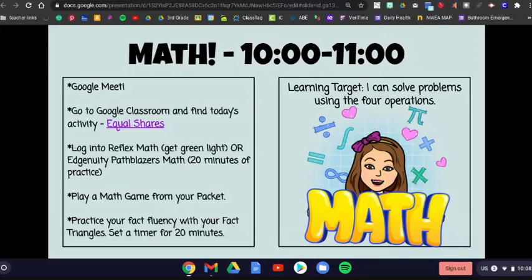After that, then you have reflex to get that green light. Remember that your green light is the outside and the inside. And then with your extra time, you have your math games and your packet and your fact triangles to practice that fact. So learning target is still solving problems with the 4 operations. The operation we're talking about this week is division.